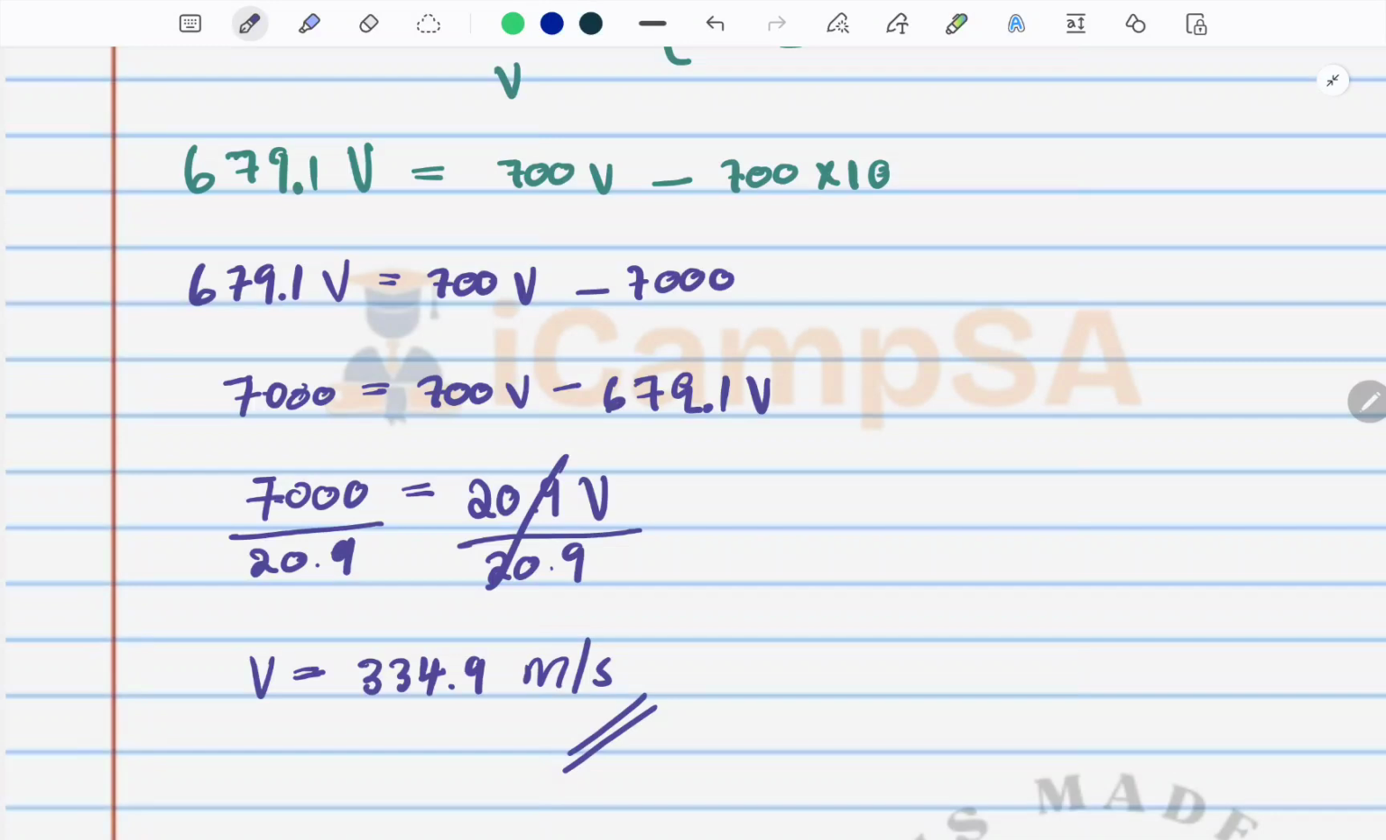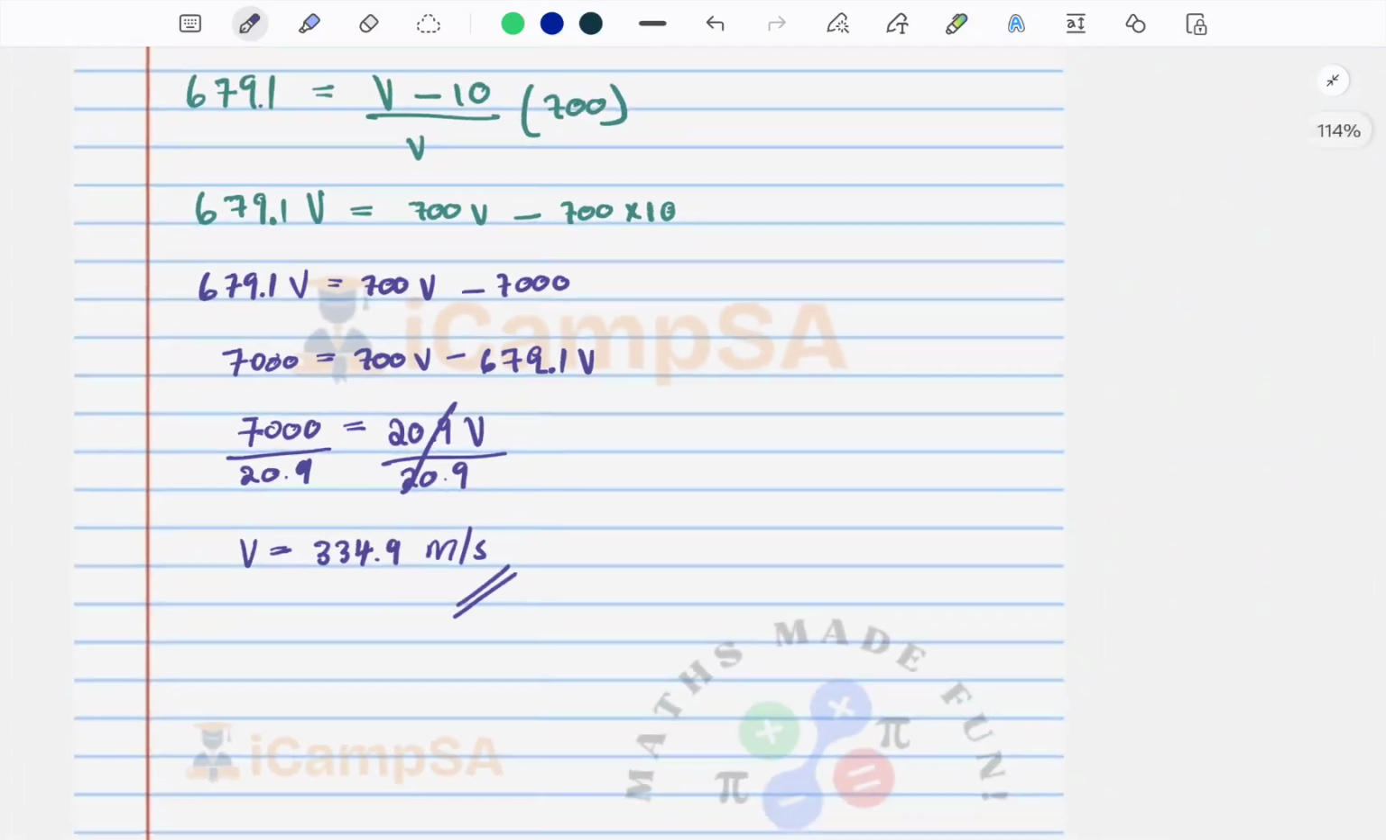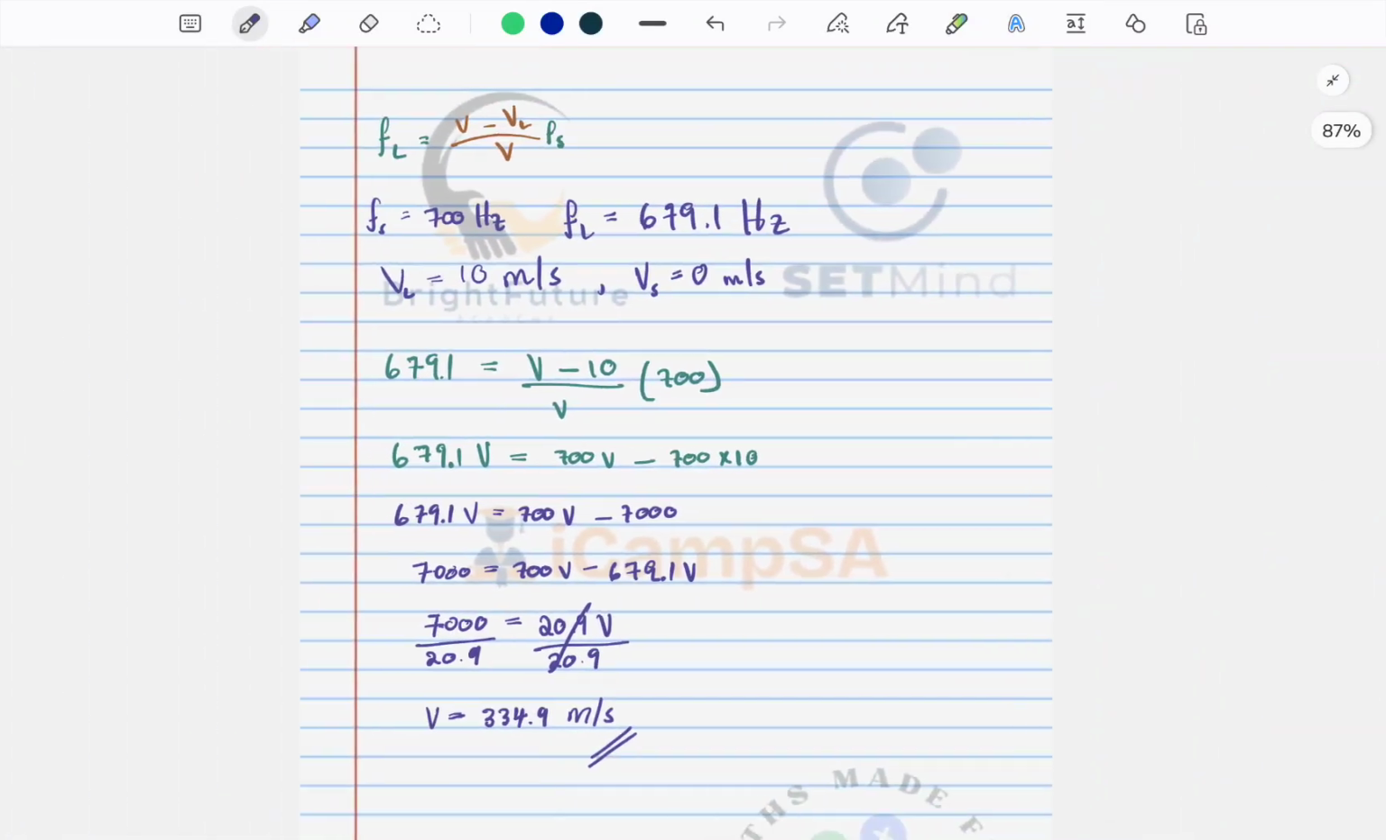So what you can do here, you can test with the other method and see what you're getting from there, but then the answer should be the same.